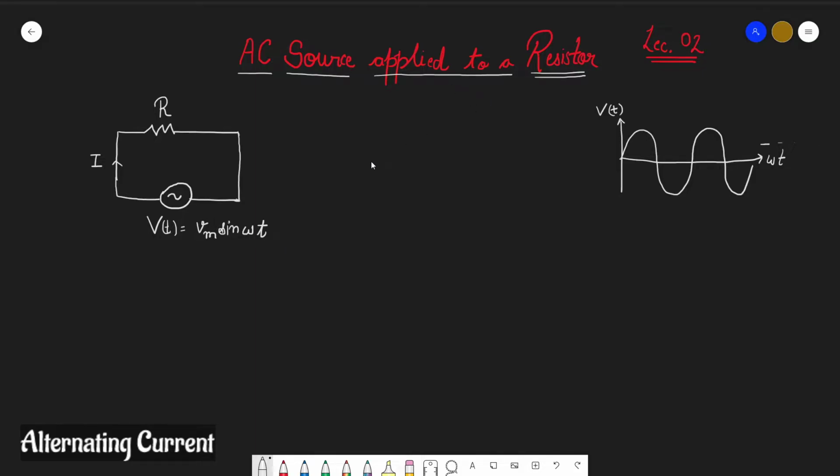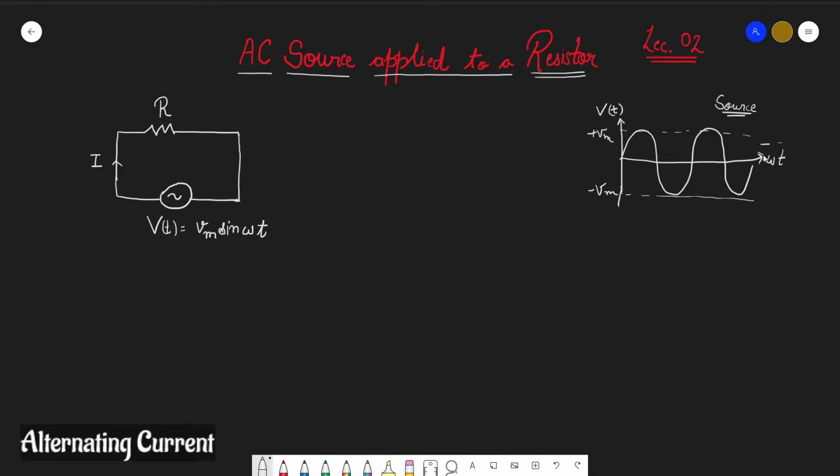Then we know the maximum and minimum values of the sine function are +1 and -1. If we multiply this sine function by some constant, say Vm, then these maximum and minimum values will also be multiplied. So the maximum value will be plus Vm, and instead of -1, the minimum value will be minus Vm. This is your source, which we are giving here, in a graphical manner.